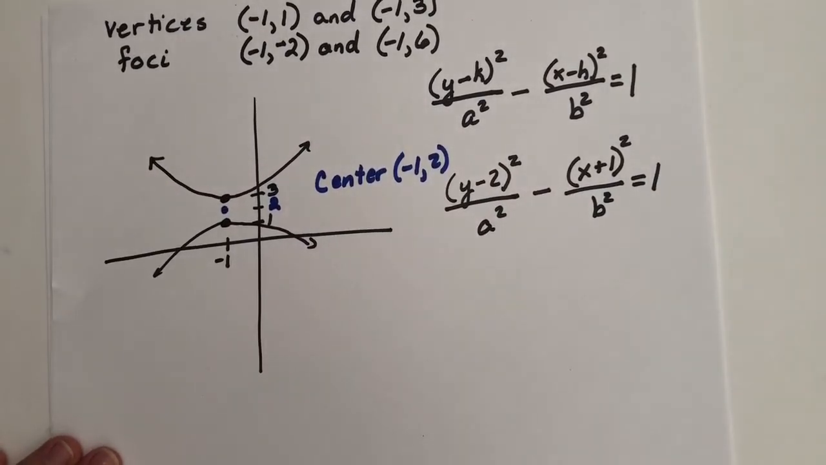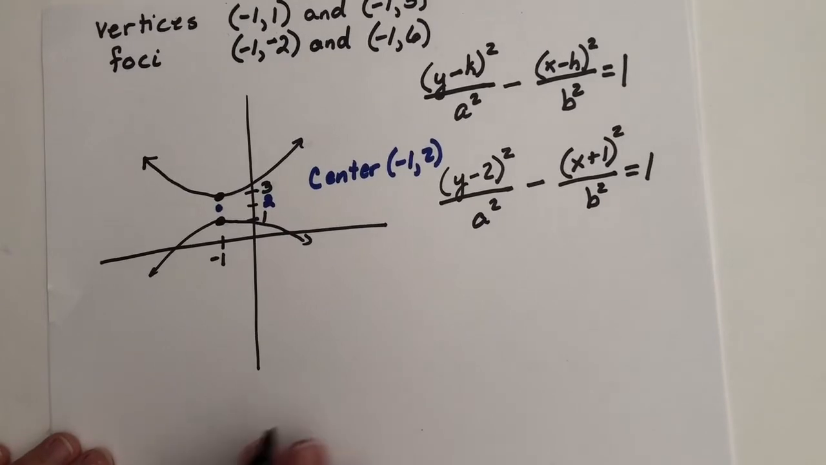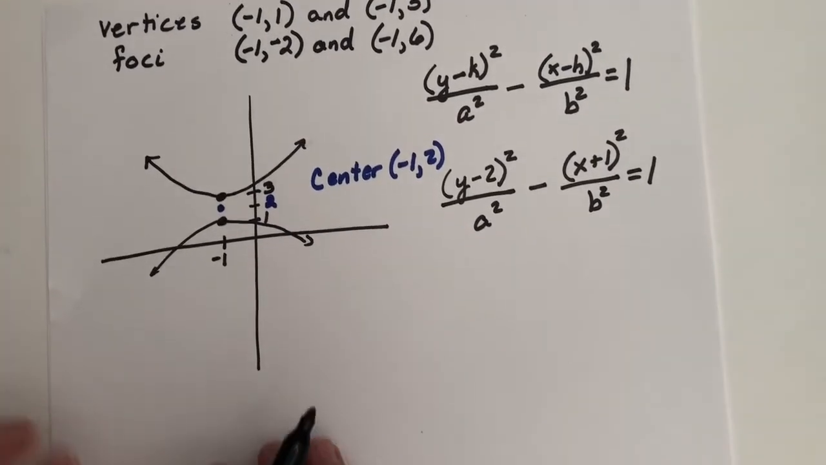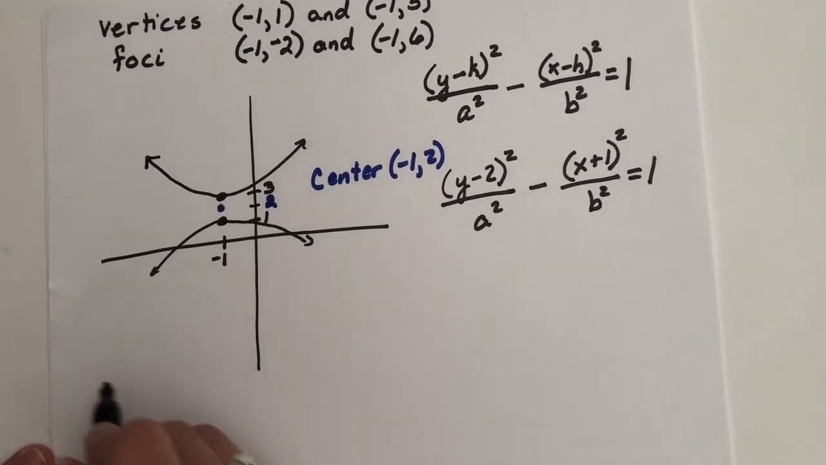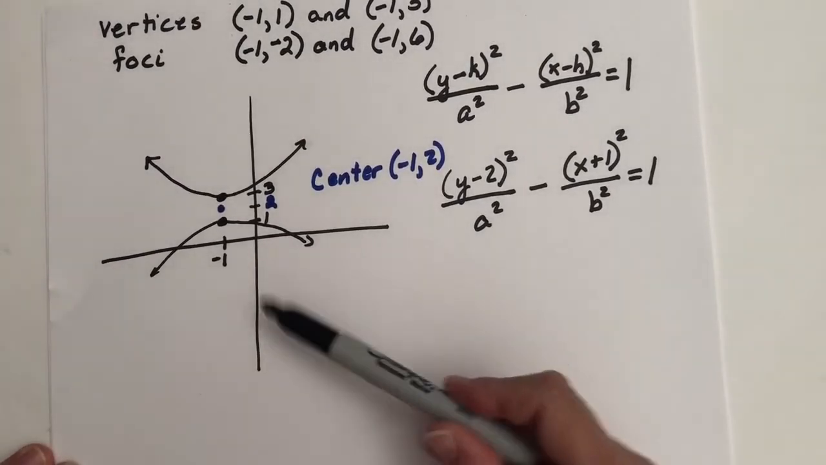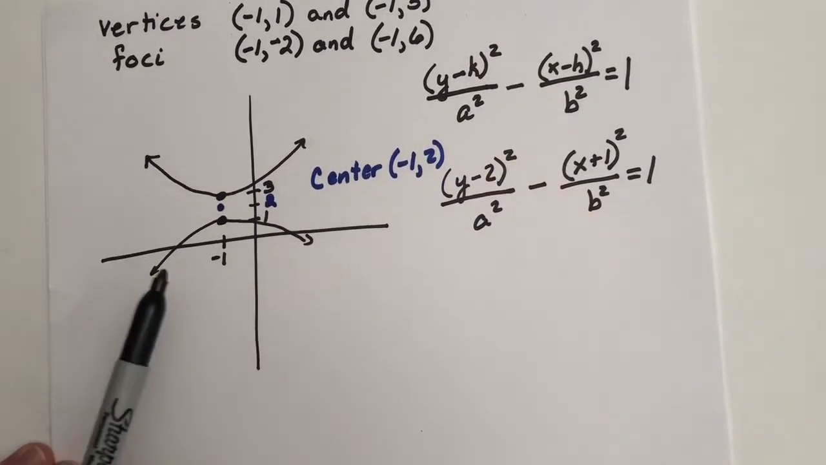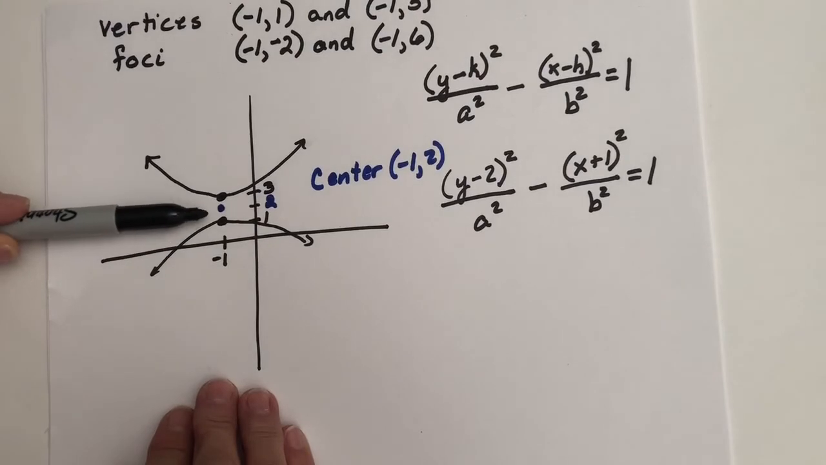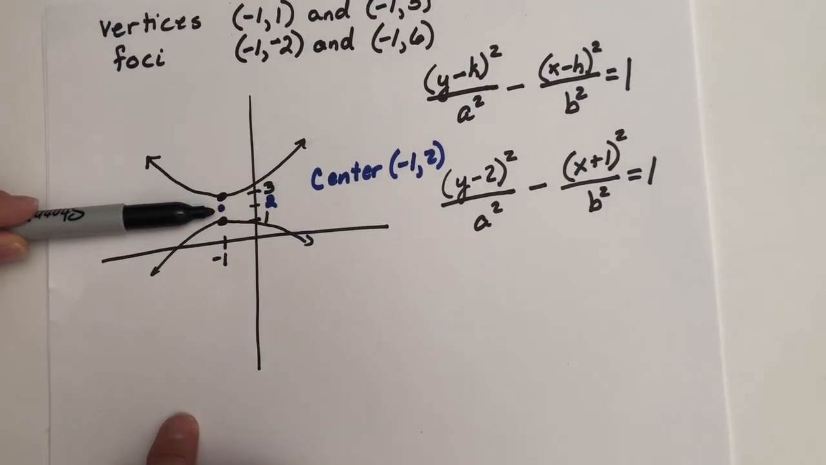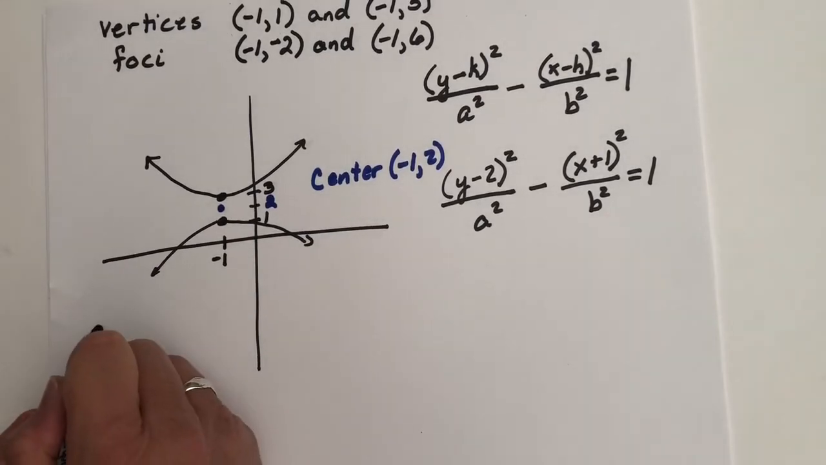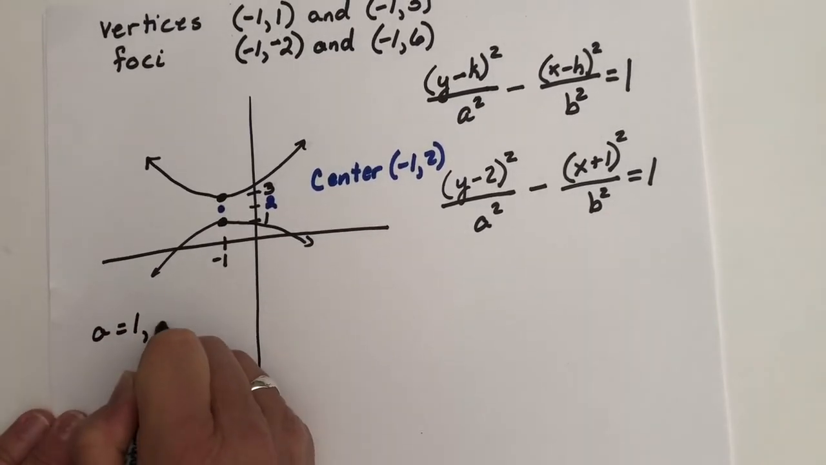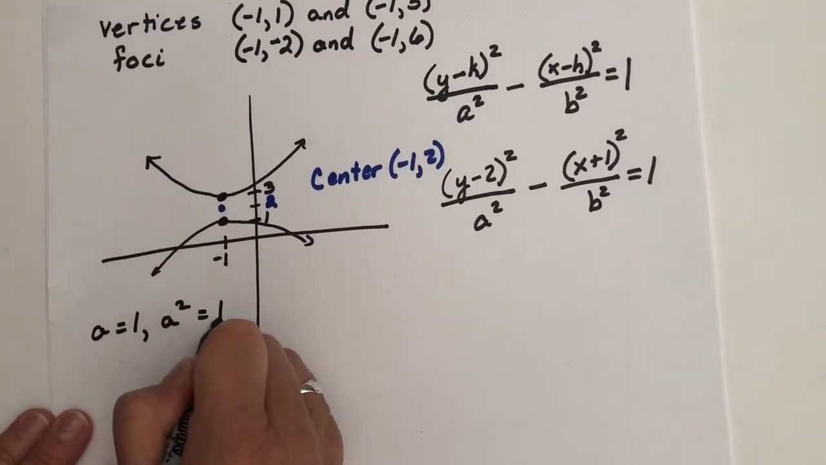Now let's come back and see what we know from our picture. Oh, and we haven't even put the foci on yet. But let's first look at a. I know a is the distance from center to vertex. And I've drawn it pretty small, but notice the distance from (-1, 2) to (-1, 3) is 1. So a is 1, and that means a squared is also 1.